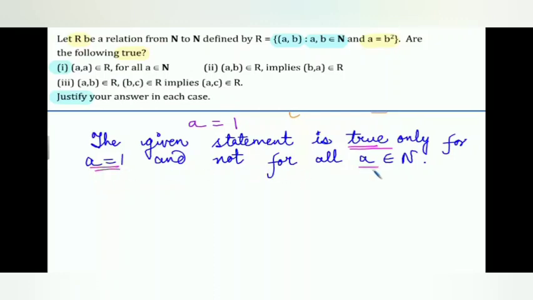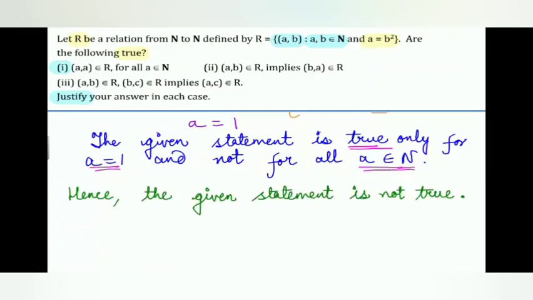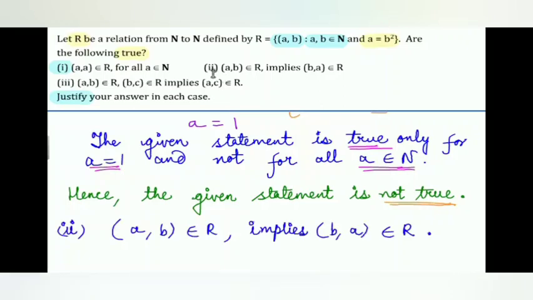So our statement is false: (a, a) belongs to R for all a belongs to N. Hence the given statement is not true. If this statement is written as (a, a) belongs to R only at a = 1, then the statement is true. Now move on to our second statement.